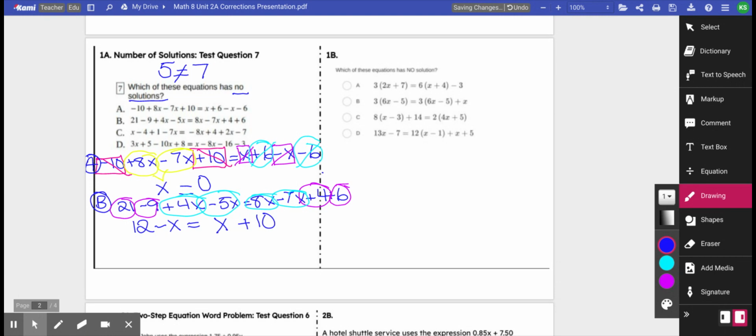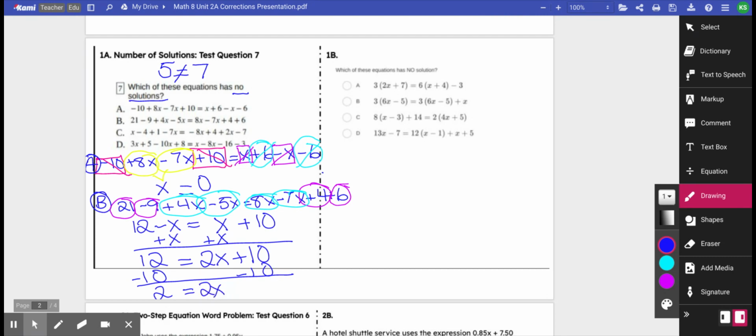Now it's a multi-step equation. I want to get x by itself. So I'm going to add x to both sides. So I get 12 is equal to 2x plus 10. Then I'm going to subtract 10. So I get 2 equals 2x. And then I need to divide both sides by 2. And 2 goes into 2 once, 2 goes into 2 once, so x equals 1.